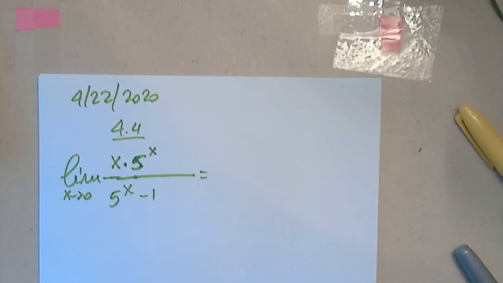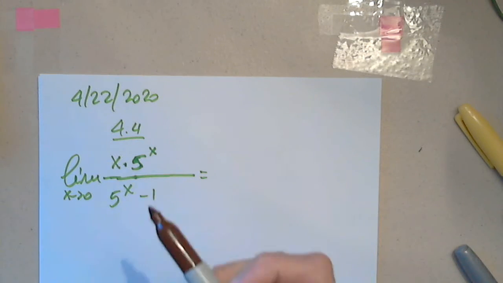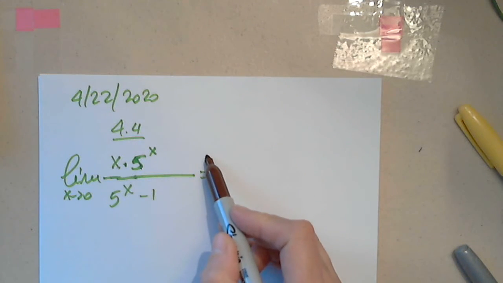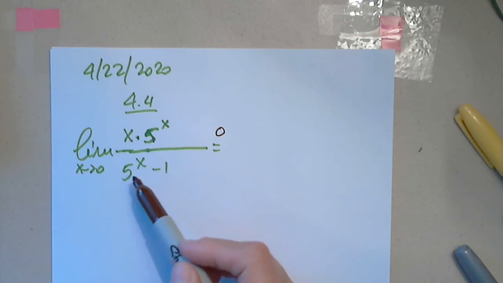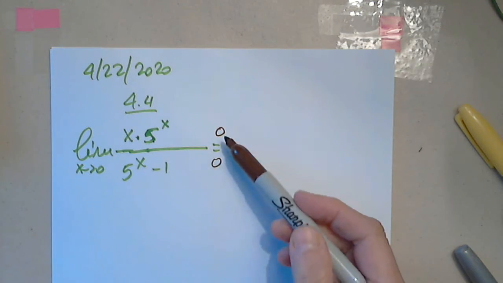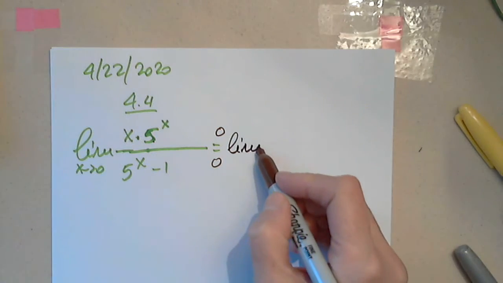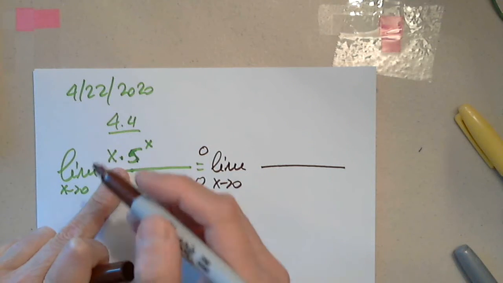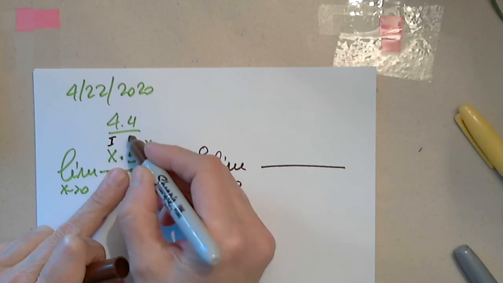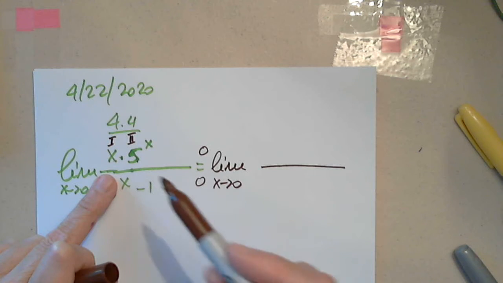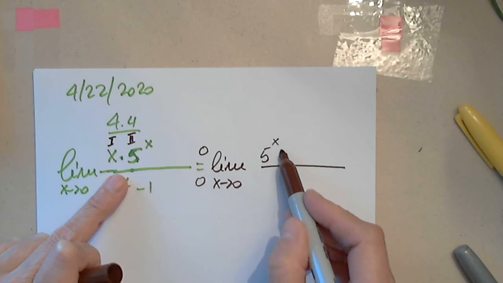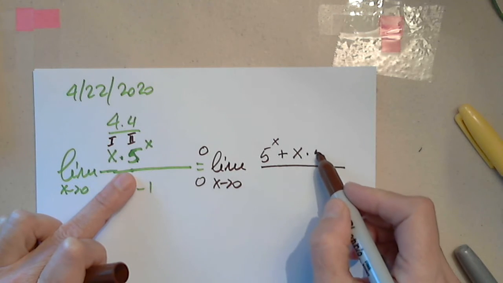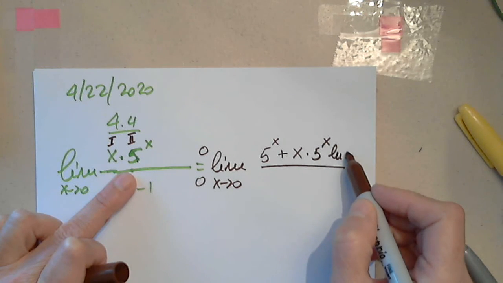We test to see what situation this is. 0 times 1, because 5 to 0 is 1, 0 times 1 is 0. In the denominator, 5 to 0 is 1, 1 minus 1 is 0. Lucky case, the limit as x approaches 0. When we differentiate the numerator, please remember this is a product. The first function prime is 1 times 5 to the x, plus the first function times 5 to the x prime, which is 5 to the x times natural log 5.